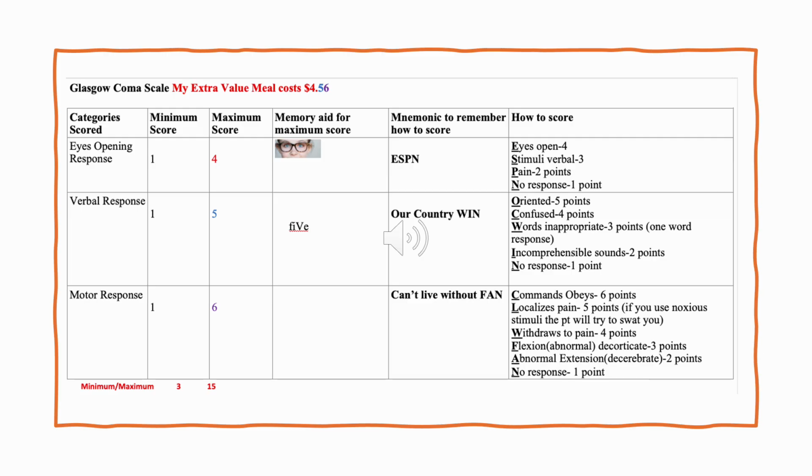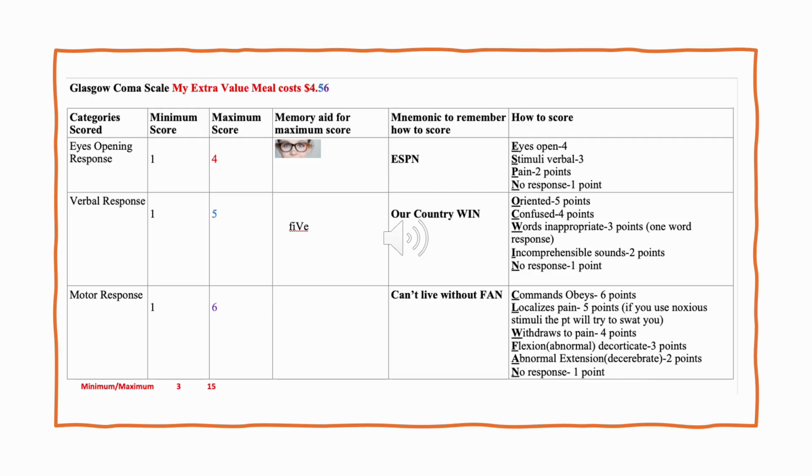So that means the lowest score they can get is a 3, and the maximum score they can get is a 15. To remember the maximum score in each area, I have a couple of tricks. You can say, my extra value meal costs $4.56. Or you can remember that if you put on a pair of glasses for eye opening, you're called 4 eyes. I know that's not very nice, but it's a good way to remember. For verbal response, I remember 5 is the maximum because in the word five, there's a V for verbal.